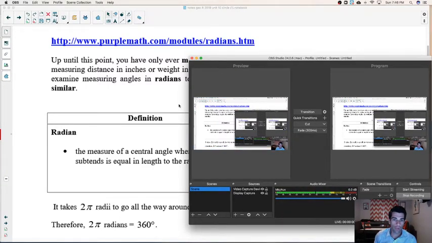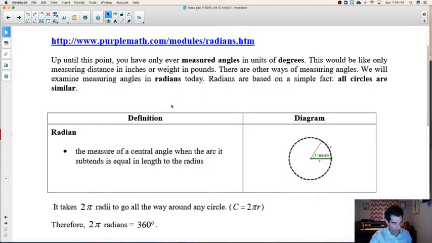Hey everybody, Mr. Cornell, ready to go over measuring radians and unknown lengths and area problems. And so when we go through this, we're going to be talking a lot about that word radian.